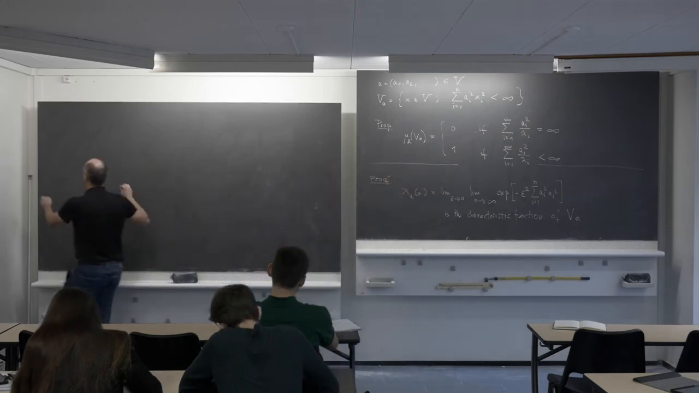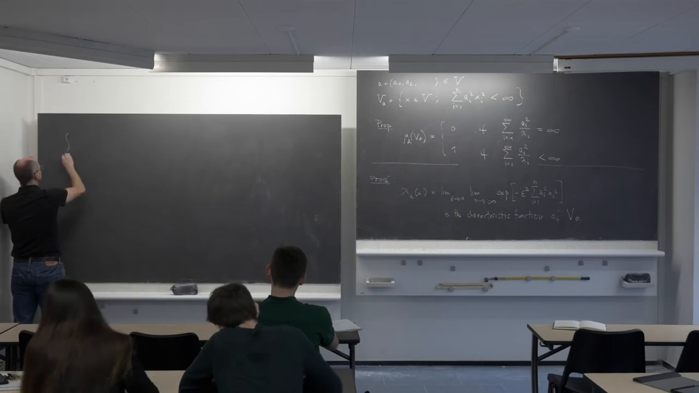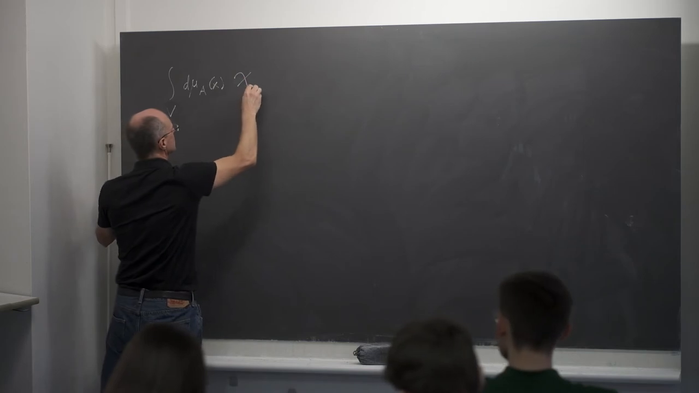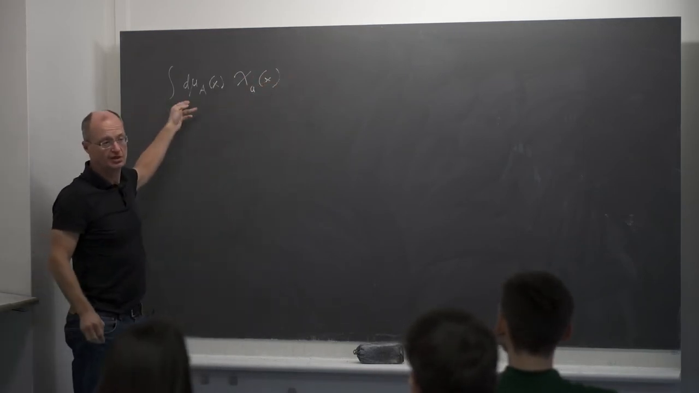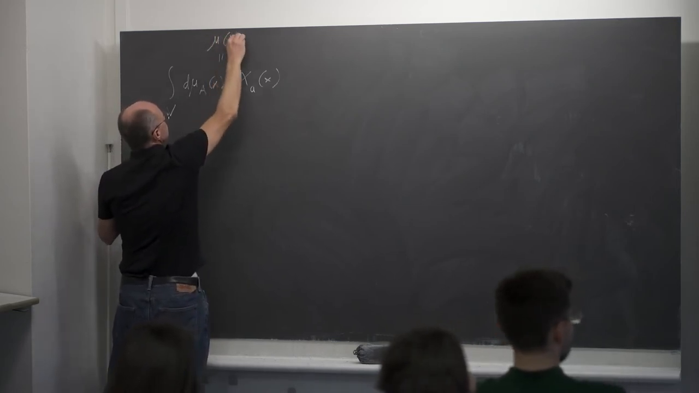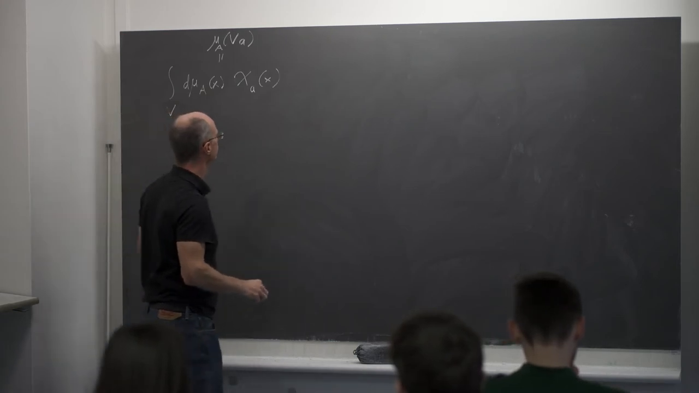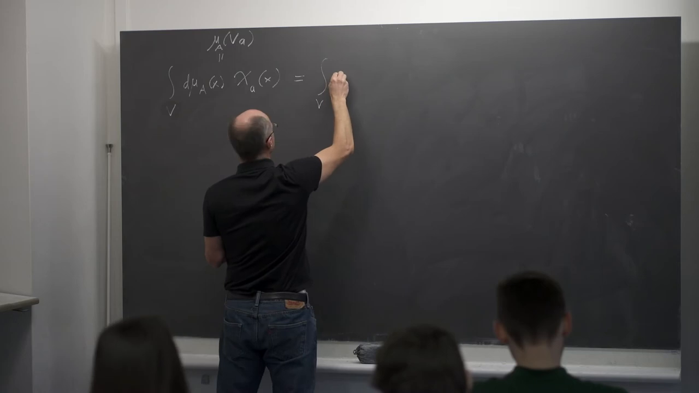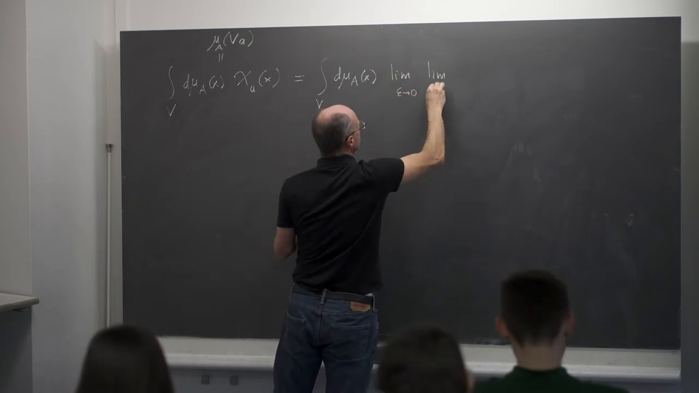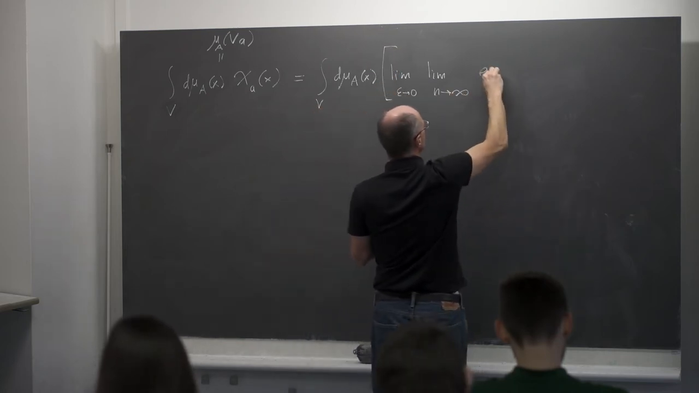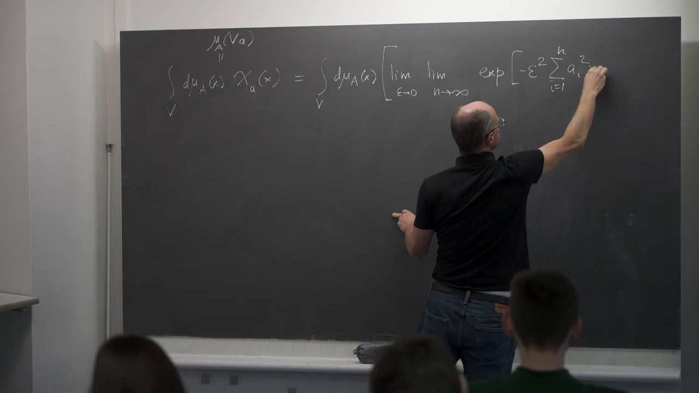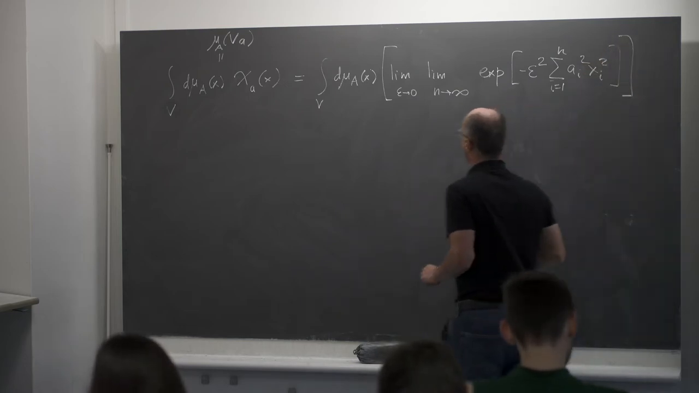So what we need to do is compute the integral over V of the characteristic function, right? That's the measure of the set VA. So this is equal to the integral over V d mu A of x, and now the limit epsilon to 0, limit n to infinity, of this exponential.